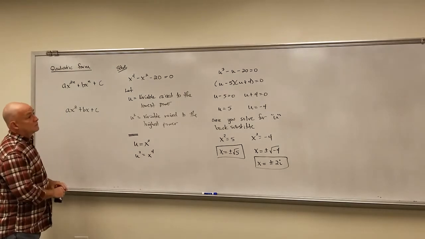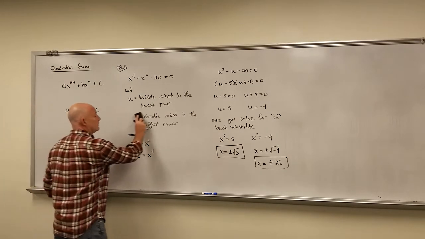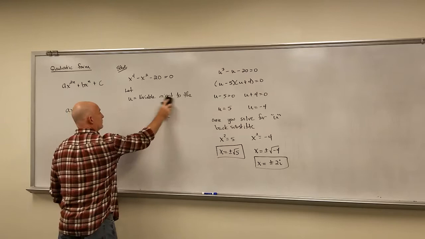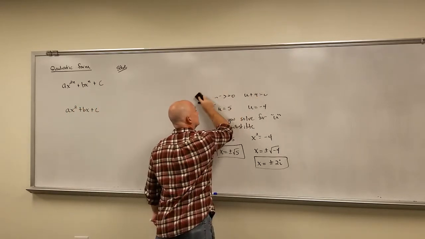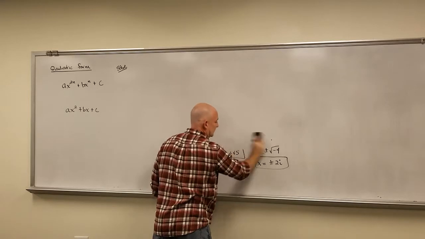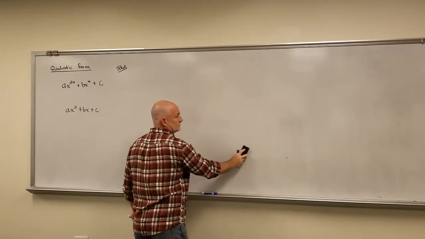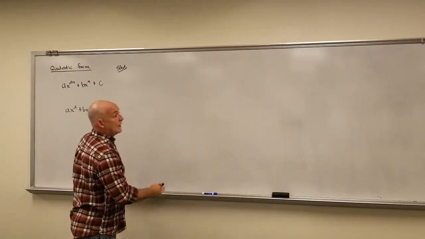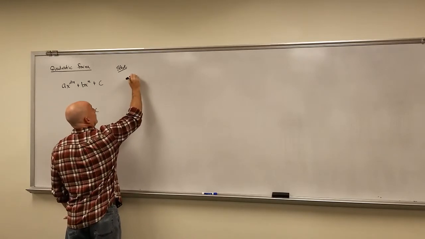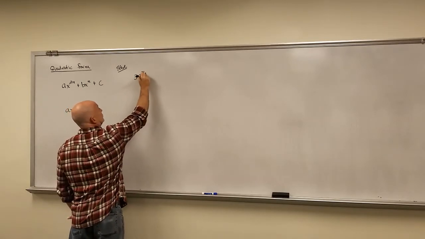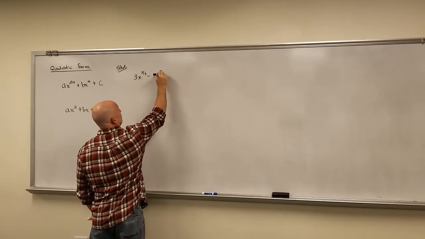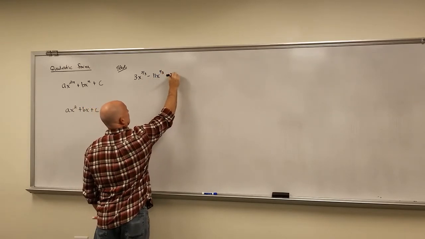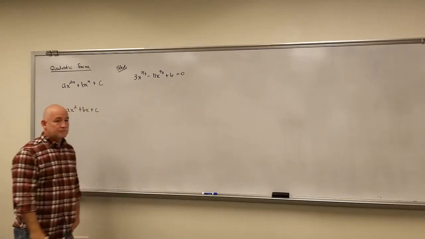All right, so I don't think I have enough room going that way. Let's try another one that maybe looks even scarier than this. Let's see here. Let's say I have 3x to the 2/3 power. Let's do minus 11x to the 1/3 plus 6 is equal to 0.